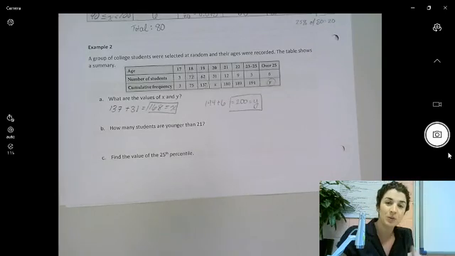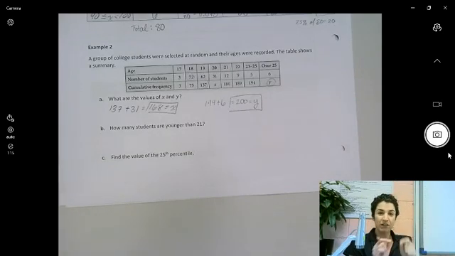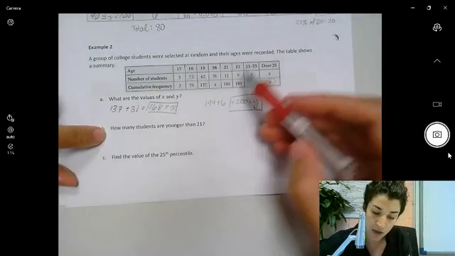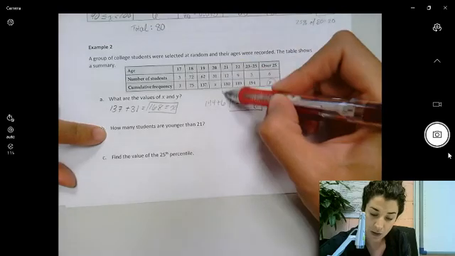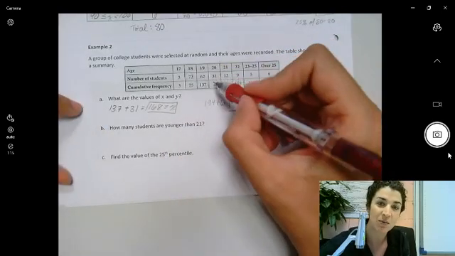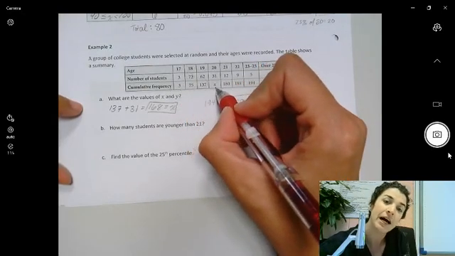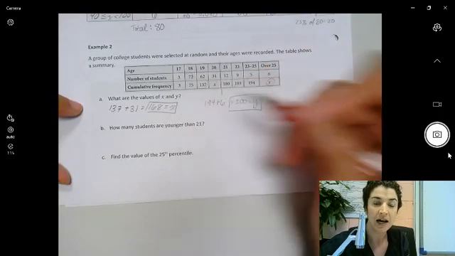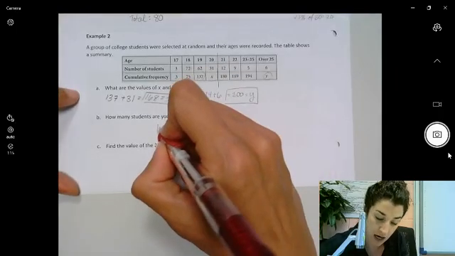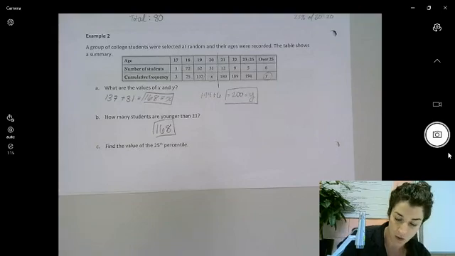How many students are younger than 21? This is where your cumulative frequency comes in, because now you're looking at not just a specific interval, but a grouping of high, low, medium values. So younger than 21 means that we do not include 21, but we want to know what the total is below 21. Well, thankfully, we have cumulative frequency at 20, which means all of the students leading up to that would be 168. So there are 168 students who are younger than 21.